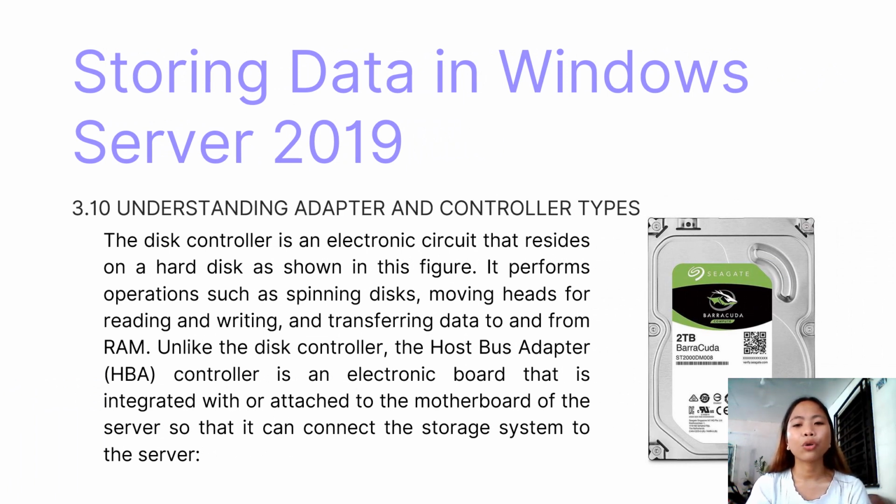Understanding adapter and controller types. The disk controller is an electronic circuit that resides on a hard disk, as shown in this figure. It performs operations such as spinning the disk, moving heads for reading and writing, and transferring data to and from RAM. Unlike the disk controller, the host bus adapter or HBA controller is an electronic board that is integrated with or attached to the motherboard of the server so that it can connect the storage system to the server.